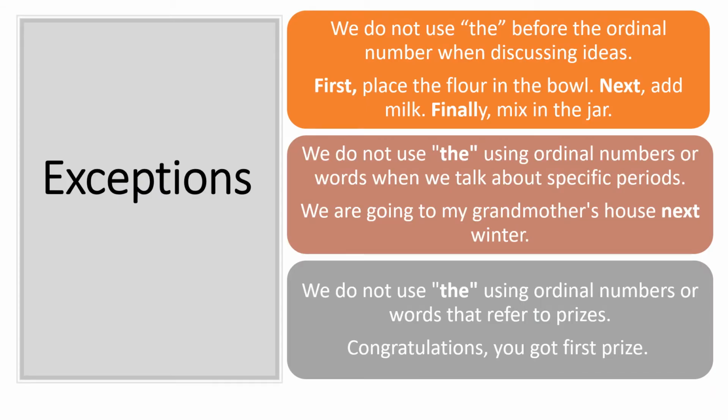Exceptions to this rule. We do not use the before the ordinal number when discussing ideas. First, place the flour in the bowl. Next, add milk. Finally, mix in the jar. We also do not use the with ordinal numbers or words when we talk about specific periods. For example, we are going to my grandmother's house next winter. We also do not use the with ordinal numbers or words that refer to prizes. For example, congratulations, you got first prize.